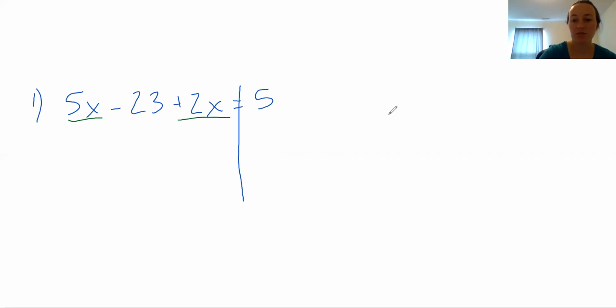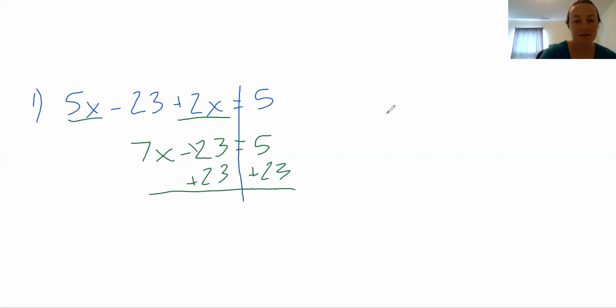So I'll go ahead, let's keep using green. So 5x and 2x is going to get me to 7x. My constant of negative 23, bring that sign, is still going to stay with us. And that's going to be equal to 5. Since we combined first, guys, now we just have a 2-step equation. Let's do the inverse, the opposite. So add 23 to both sides. These cancel out. 7x is equal to 28.